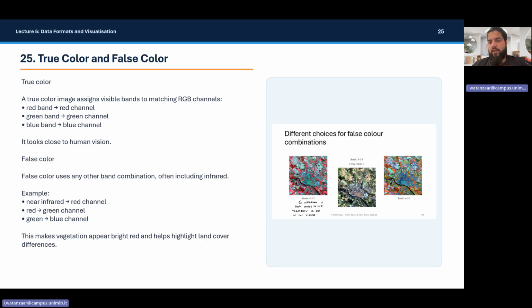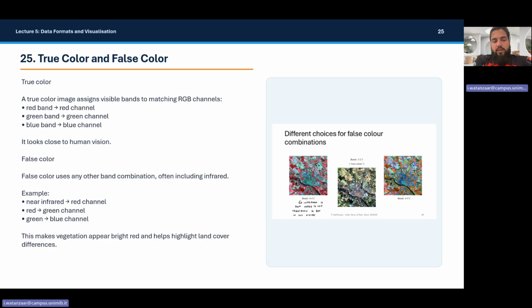Now true colors and false colors come into the picture. We have already discussed false colors before, but let's quickly take a look at true colors and false colors again. True color images assign visible bands to the matching RGB channels: the red band is the red channel, the green band is the green channel, and the blue band is the blue channel. So it looks close to human vision. Human vision can easily identify these colors and their combinations.